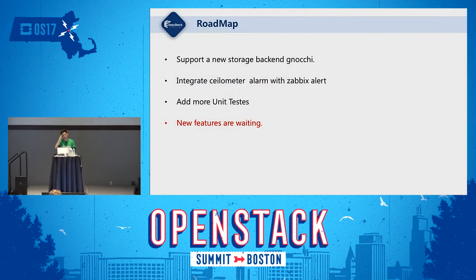Next, I will talk about the roadmap of ZCP. We want to support a new stage I mentioned before. It is Gnocchi, because Gnocchi is the newest backend of Ceilometer, and we want to integrate Ceilometer alarms with Zabbix alerts. So if we have some alarms in Ceilometer, we can get a trigger or something like an alarm in Zabbix. We also want to add some unit tests in ZCP.